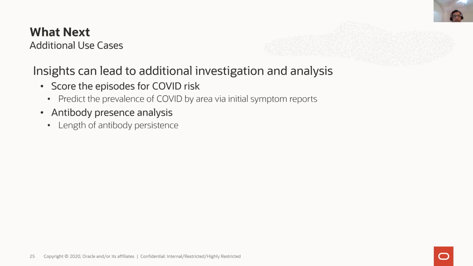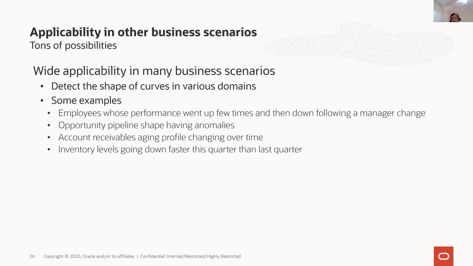Now, having covered this, match recognize doesn't need to be limited to stream data or COVID or such scenarios. It can be applied to many standard business scenarios. Whenever you want to search for a shape of a curve, you can use this technique. A few examples: employees whose performance went up or was constant, or went down following a manager change. You want to search for it. It's again a shape detection problem. You can use match recognize for it.